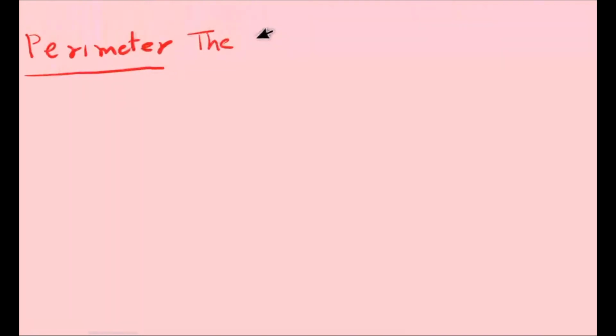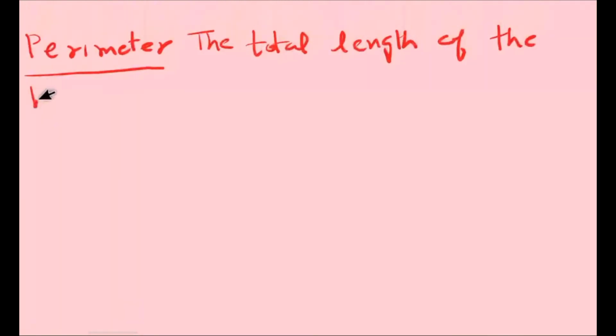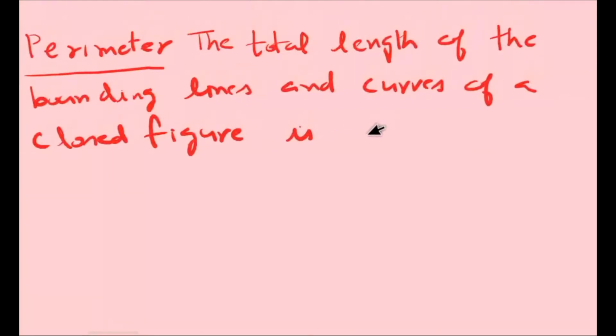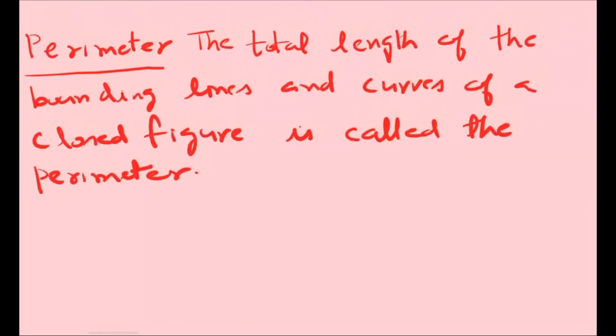The total length of the boundary, total length of the bounding lines and curves of a closed figure is called the perimeter. Right? So what is the perimeter?